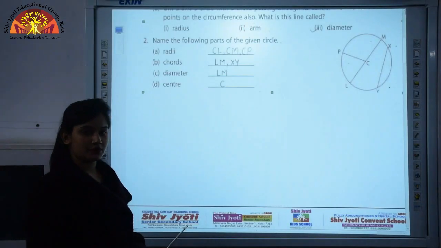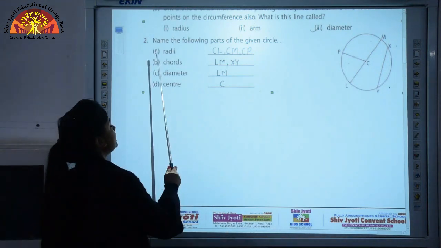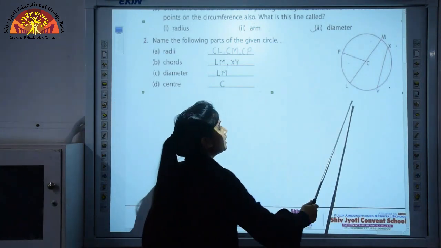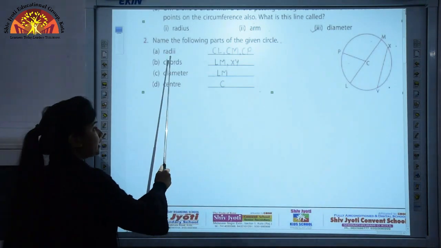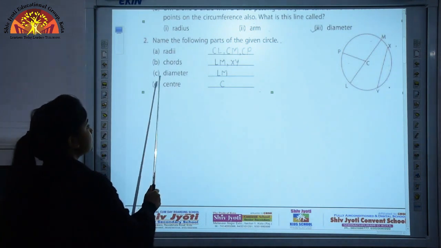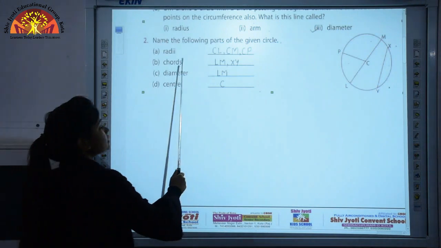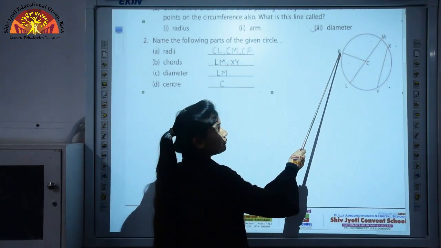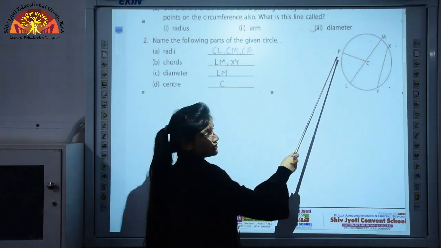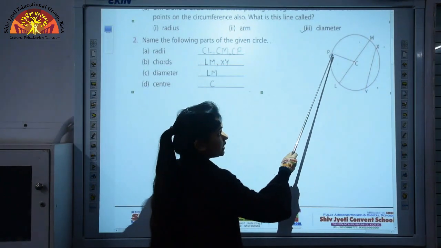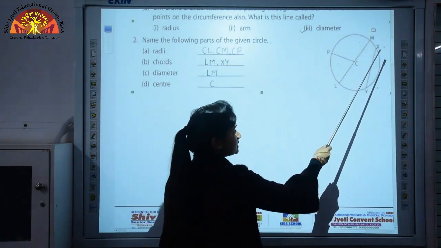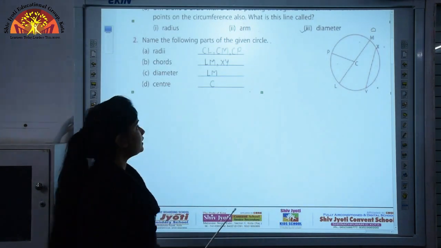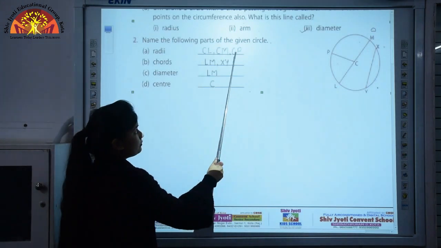So now we will start question number 2 of exercise 13.1, that is: name the following parts of the given circle. A circle is given here, you can see we have to write the names of radii, radii means radius, okay, then chords, diameter and center. So what is the radius here in this question? As I have explained, the distance between the center point and any point of the boundary is known as radius. So we can see CP is a radius, CM is a radius and CL is also a radius here. So there are three radii in this circle, that is CL, CM and CP.